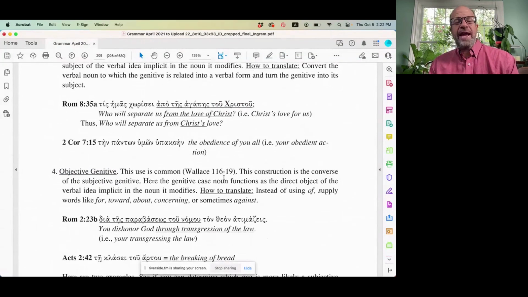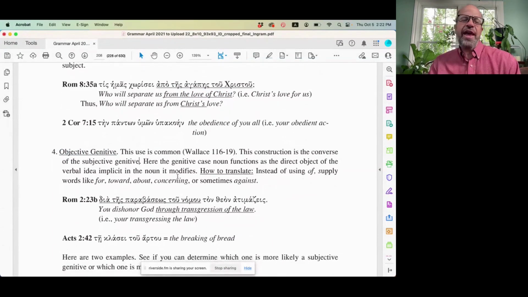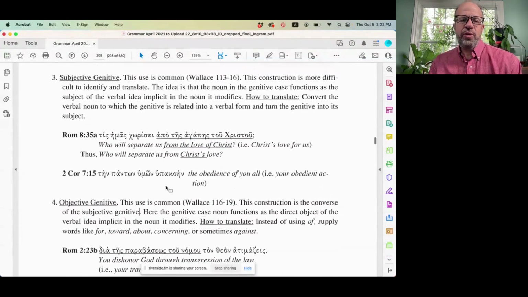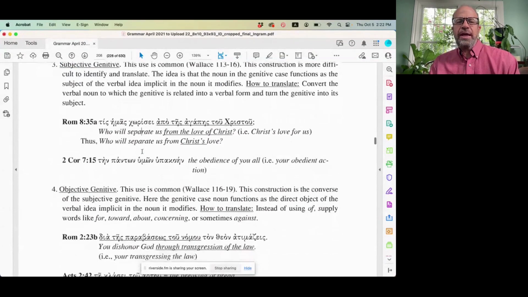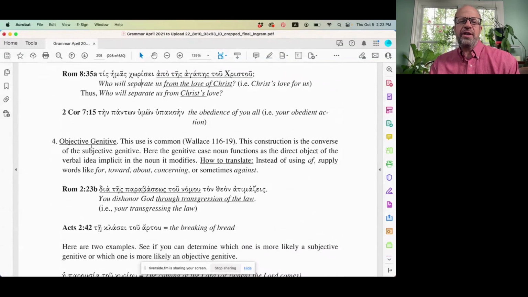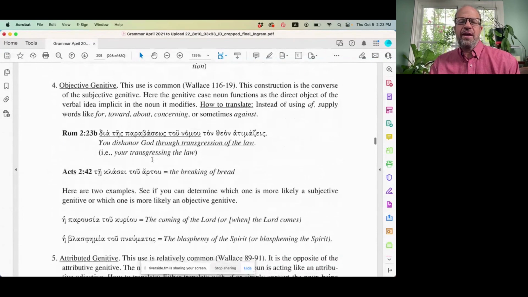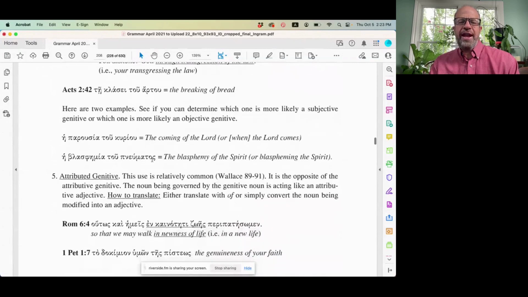And that's where the genitive noun is like the direct object of the head noun idea. So in this case, this might be our love for Christ, our loving Christ, in which case Christ would be the objective genitive because it's functioning like the direct object of the verbal idea of the head noun. So there's some debate with some of these between subjective genitive. Is the genitive noun like the agent performing the head noun idea, or is it objective genitive in receiving that action or being transferred in that action?